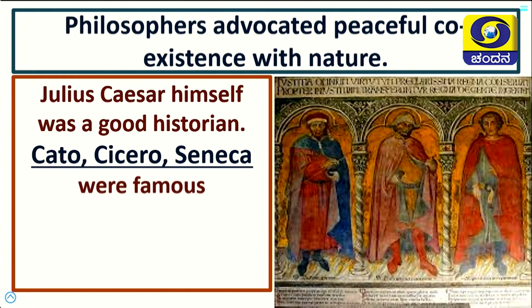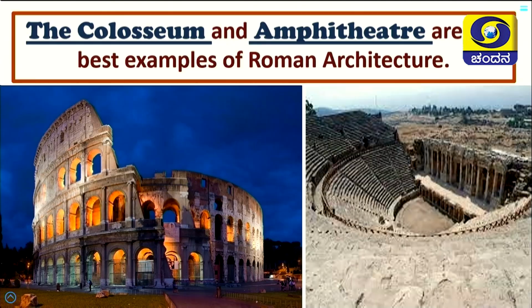Cato, Cicero and Seneca were very famous philosophers and they advocated peaceful coexistence with nature. In the present world also, this is very important. See, during that time itself, they thought about that. The Colosseum was built by the Roman empire and you must be wondered, not even a single piece of steel was used to construct it. Only cement and bitumen were used to construct this big structure. So that construction still stands now. Even now we can see it just like this.